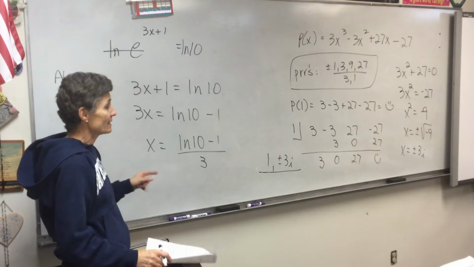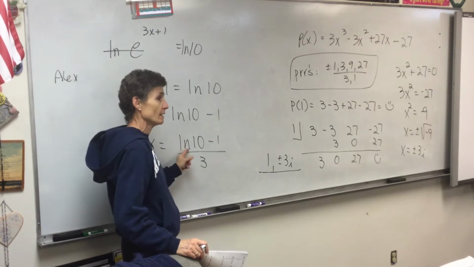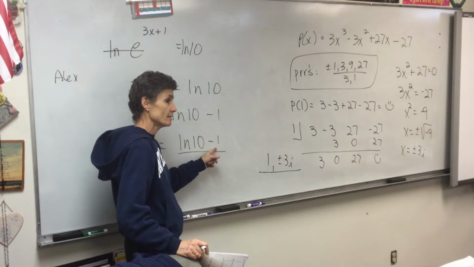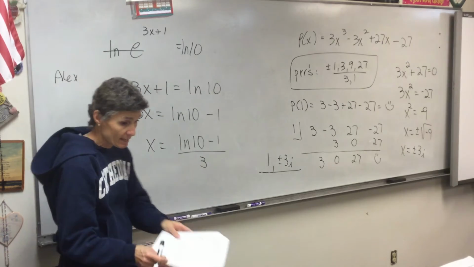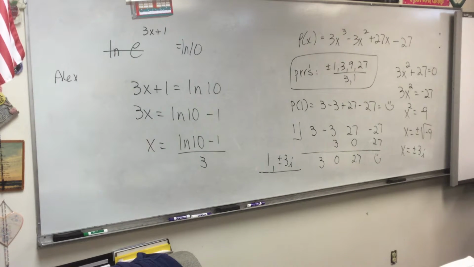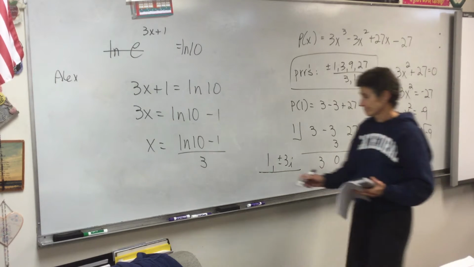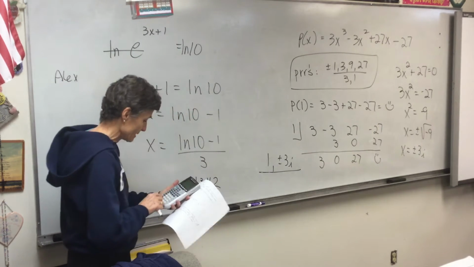Now when you type that in, do not divide until you hit equals. It's ln 10 minus 1 equals divided by 3. And the answer you get should be 0.4342. All right, that should be the answer you come up with.